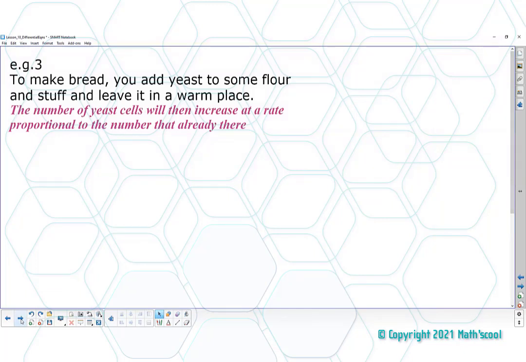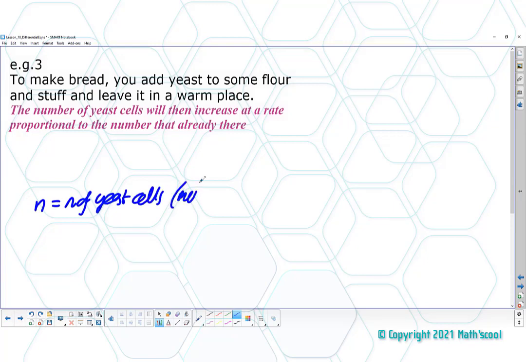To make bread, you add some yeast to some flour and stuff and leave it in a warm place. Normally I look up the stuff, I just couldn't be bothered this time. I don't know how to make bread, but I know it's something to do with yeast, that's kind of all I know. We're going to define N as the number of yeast cells.